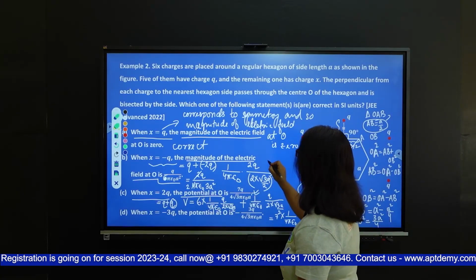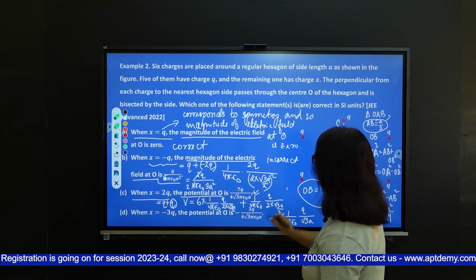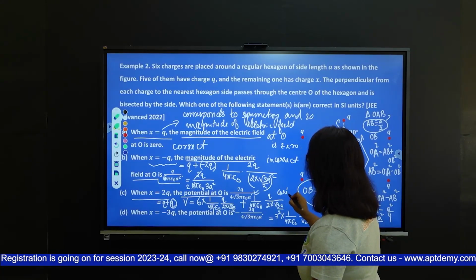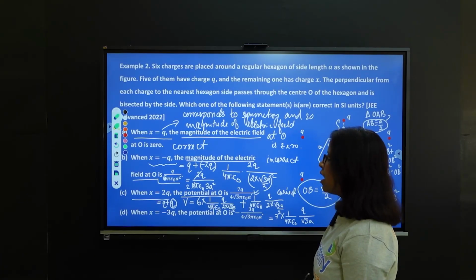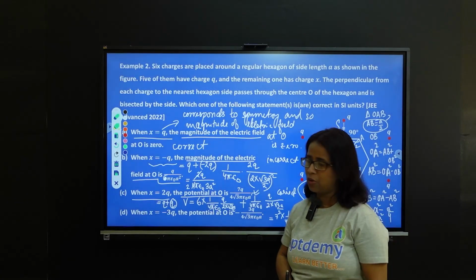So this statement was incorrect. The third statement is again correct. And let us explore the last statement. We have x equals minus 3q now.